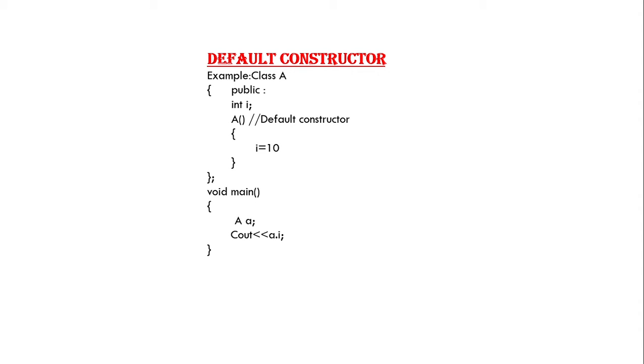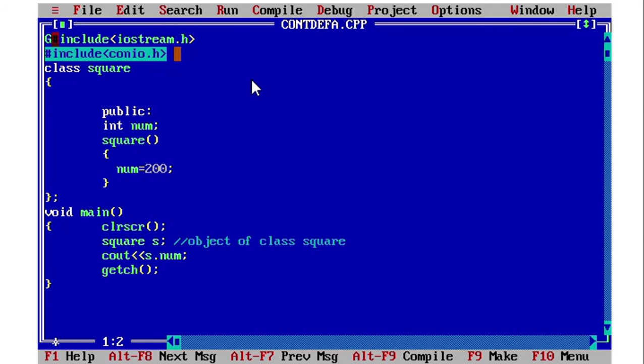Okay, let us see a default constructor with an example of C++. Here I have taken a class square. This class square consists of a variable int num and a constructor square that is declared publicly. In this constructor, I have taken num is equal to 200. So I have given the value of num 200 in the constructor.